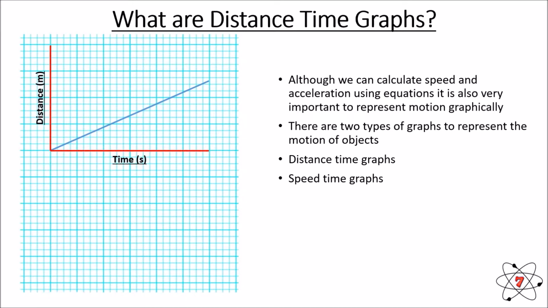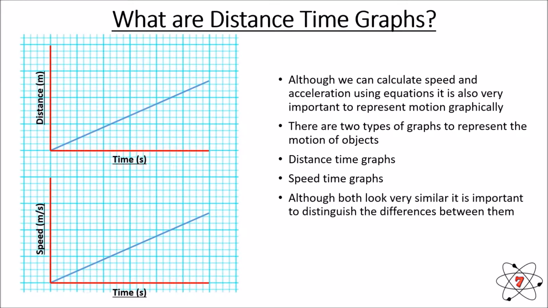The other type of graph is called a speed time graph, and they do generally look the same, but there are differences. Again, along the x-axis we have time, but along the y-axis, unsurprisingly, we have speed. Despite the fact these graphs are very similar, it's important that you can recognize the differences, because both types of graph are interpreted in a different way.